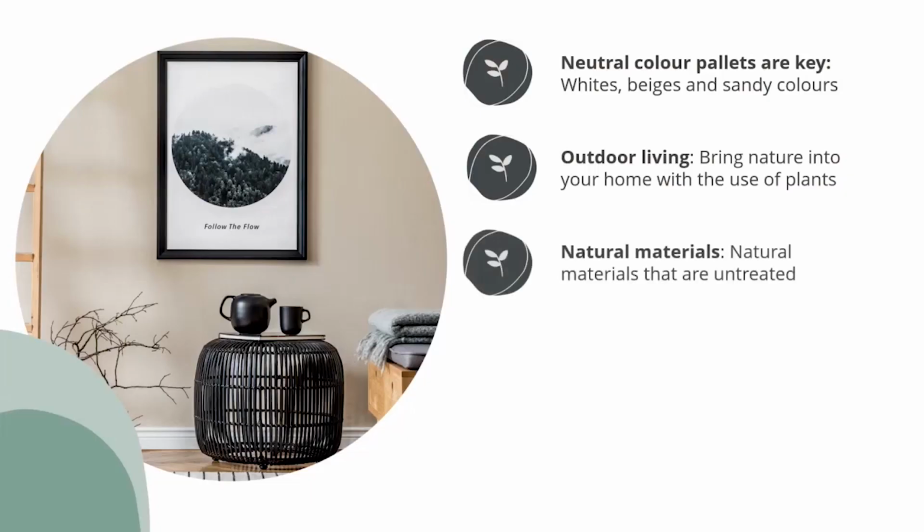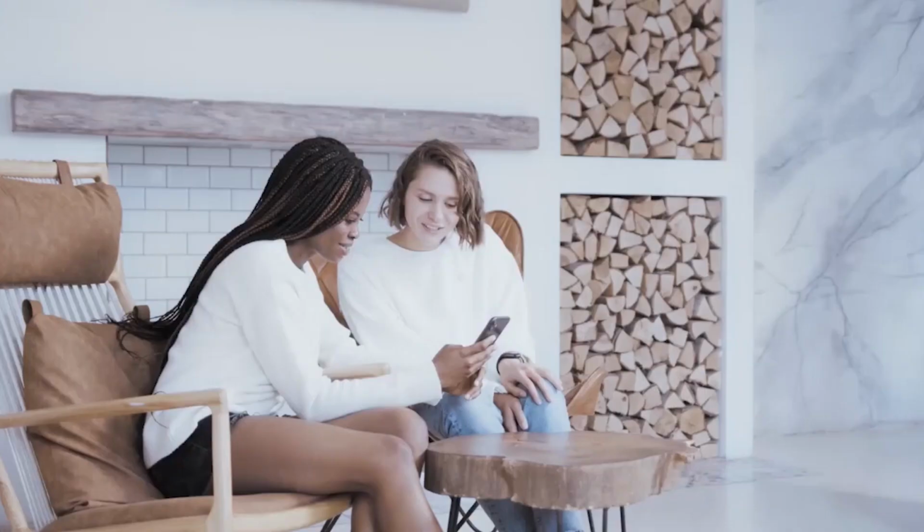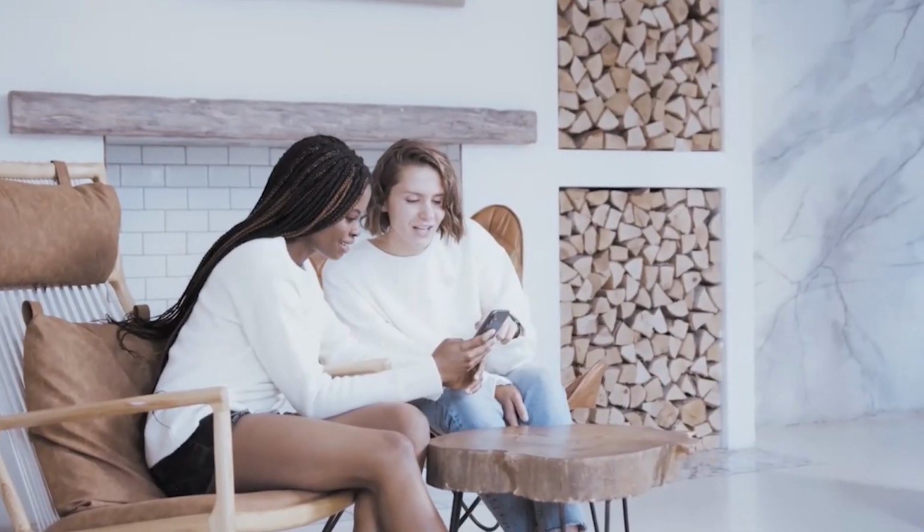In the Japandi style, we have a characteristic of natural materials. Natural materials that are not treated are key in this style. Some of the materials you want to focus and look at here are your timbers. So untreated natural timbers are brought into almost every space.